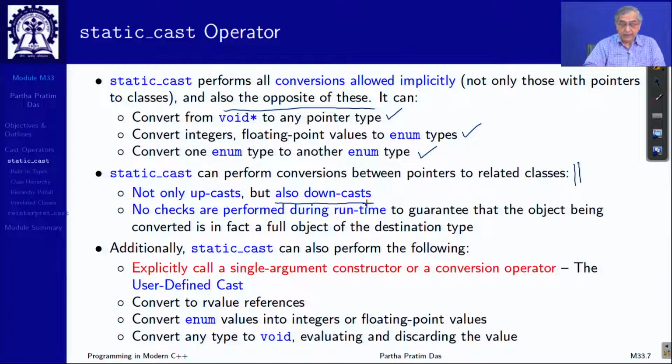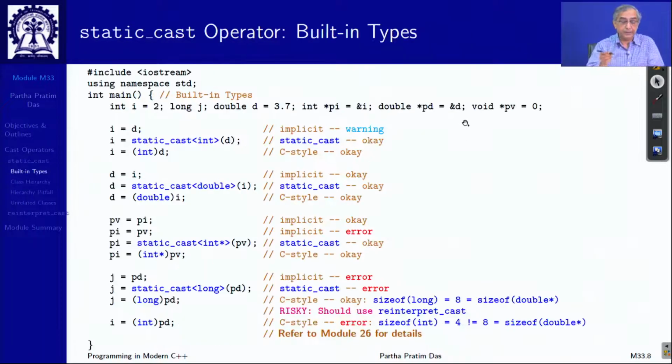Additionally, static cast can perform conversion based on a single argument constructor or a conversion operator. These will be new concepts, which are called user defined cast. It can convert to Rvalue reference, it can convert enum to integer or floating point, and it can convert any type to void, that is, do the evaluation and just discard the value. So, these are the different kinds of things that static cast is capable of giving us.